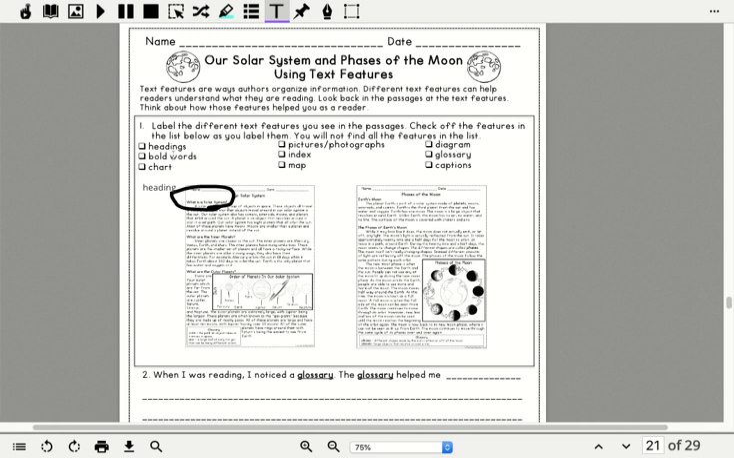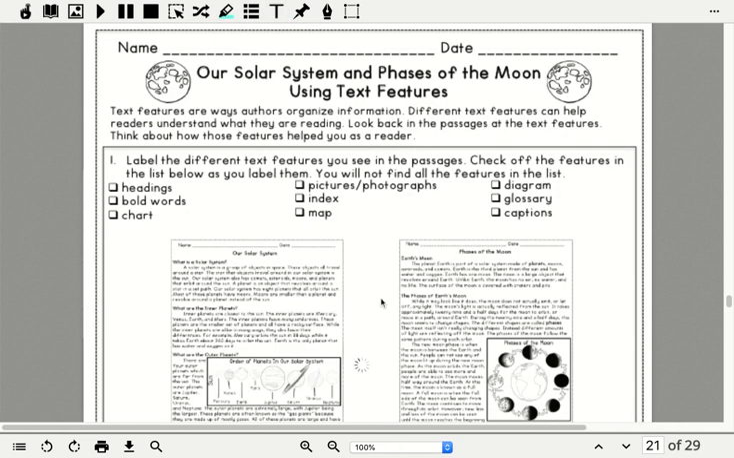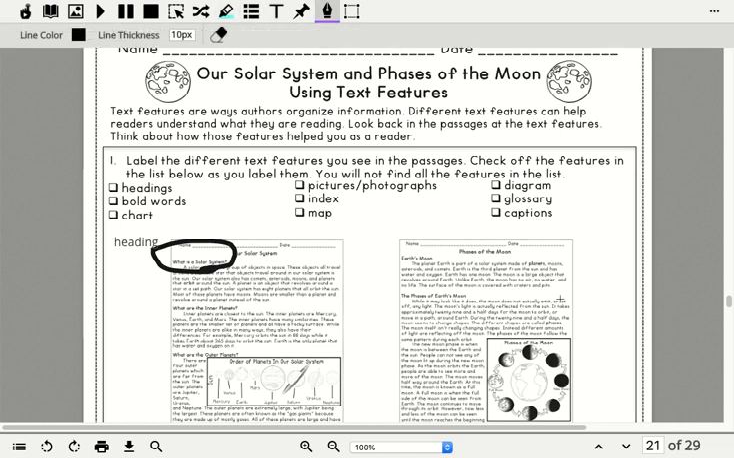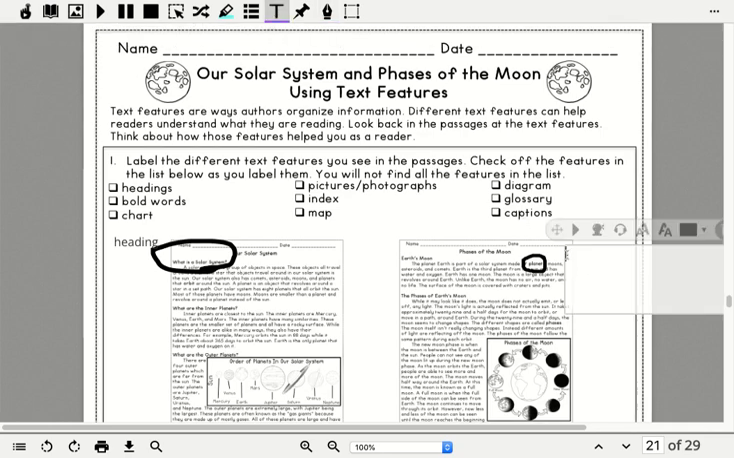Bold words. Do we have any bold words? Well, we do. They're really hard to see. Let's see. I'm going to zoom this in so it looks like yours. Another thing I can do is I can go back and I can try to find one of the bold words. So on mine, right here, is the word planet, and that is a bold word. Remember, we're trying to label these.